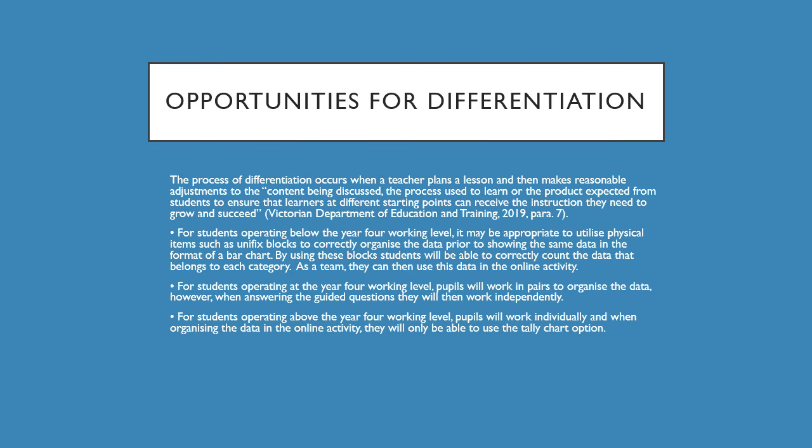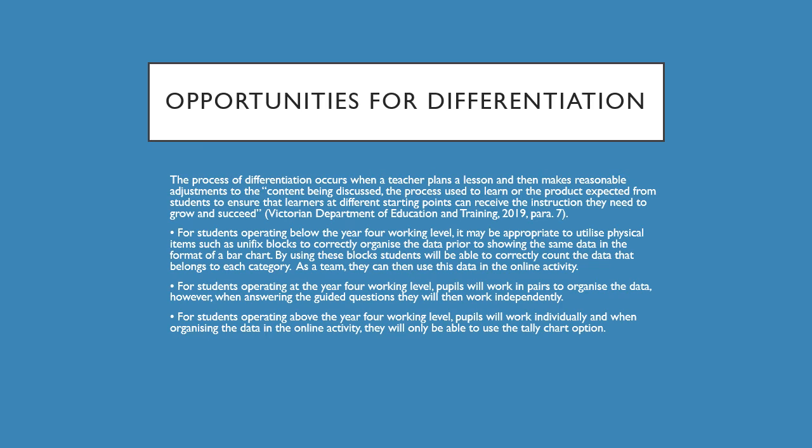When implementing this lesson, the needs of students below, at, and beyond Level 4 will need to be catered to. For students operating below the Year 4 working level, it may be appropriate to utilize physical items such as Unifix blocks to correctly organize the data prior to showing the same data in the format of a bar chart. By using these blocks, students will be able to correctly count the data that belongs to each category. As a team, they can then use this data in the online activity.